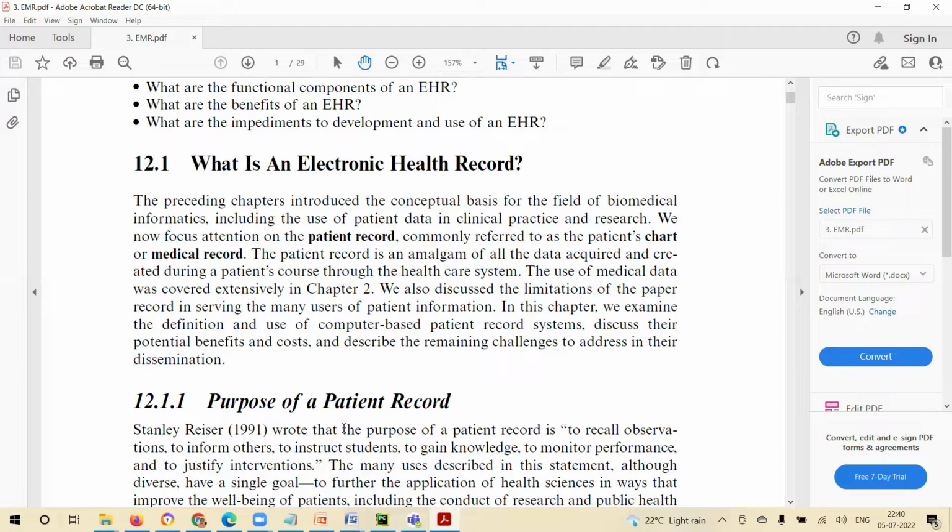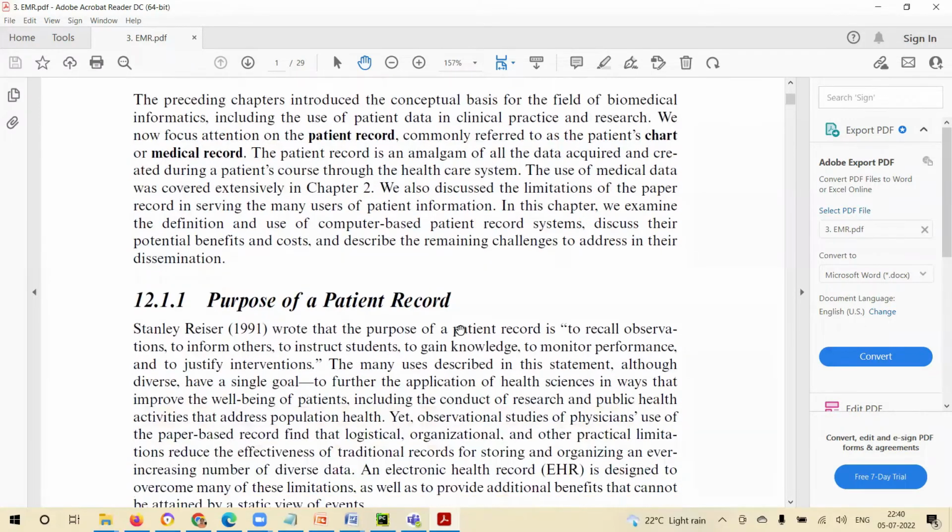You know the problem of paper, right? It can get lost, torn. You might forget it at home when you go to a hospital. You might forget to carry your previous documents. So all the information is available to the doctor in the portal, which they can access, right? So that's the purpose, that's the usage and purpose of the patient record.